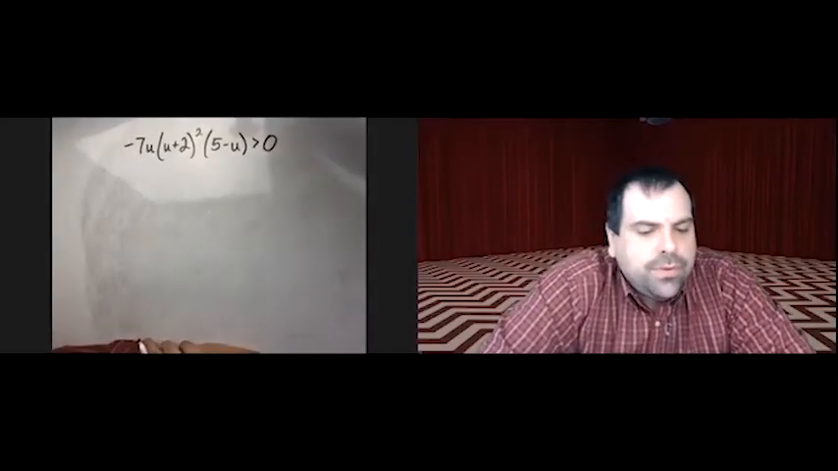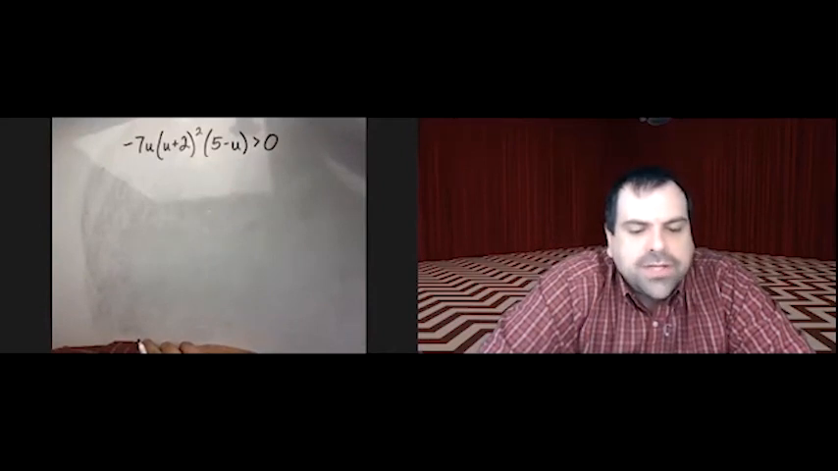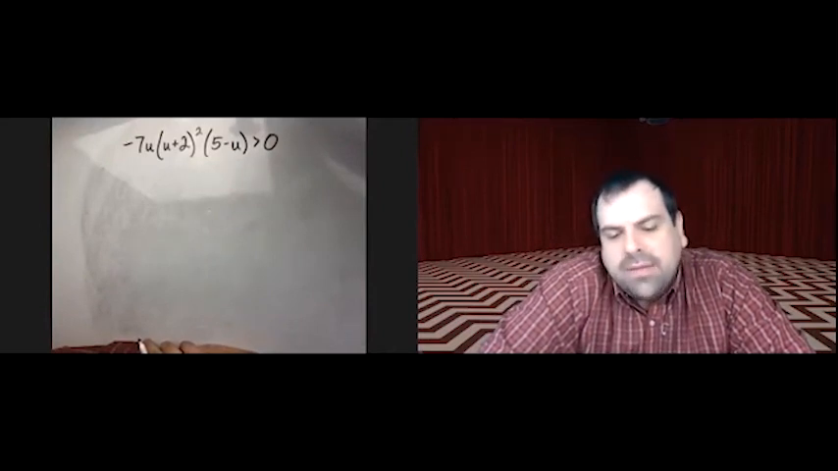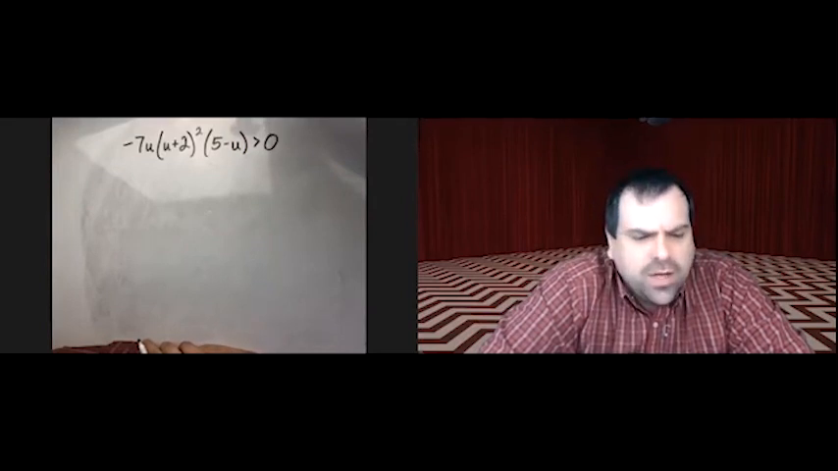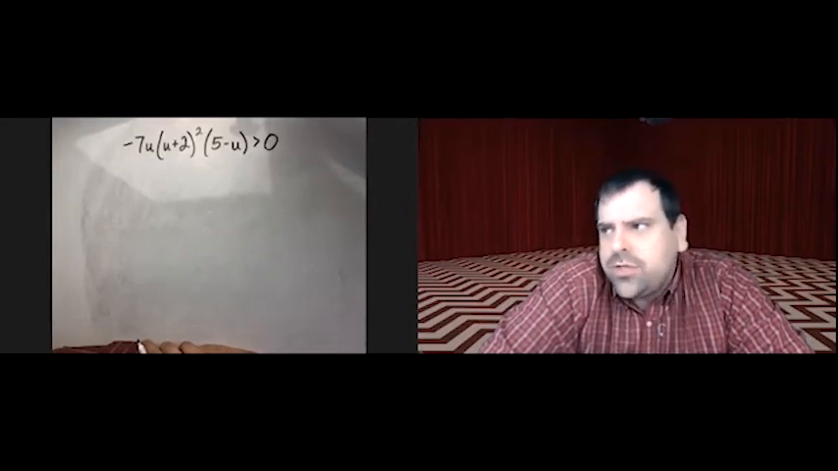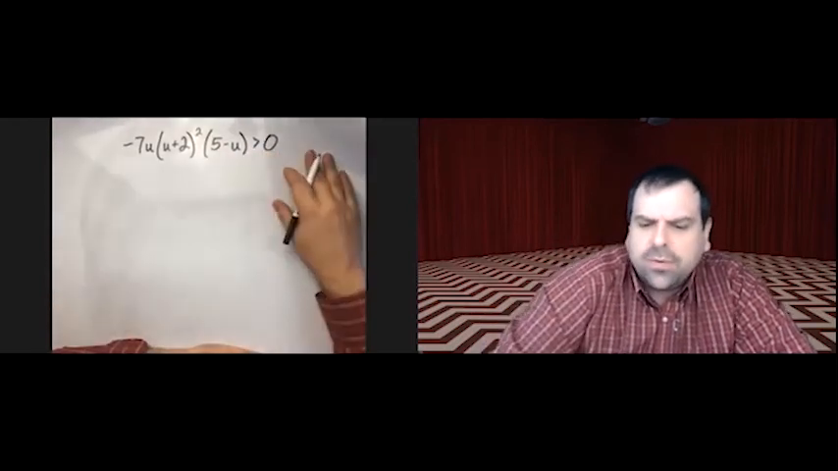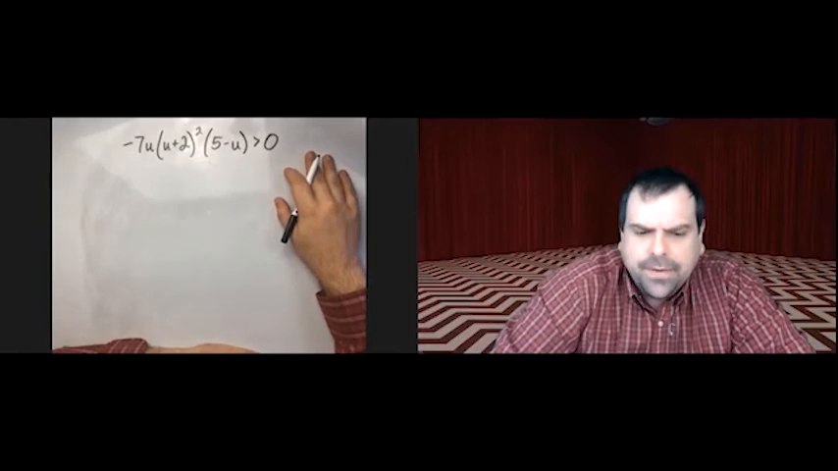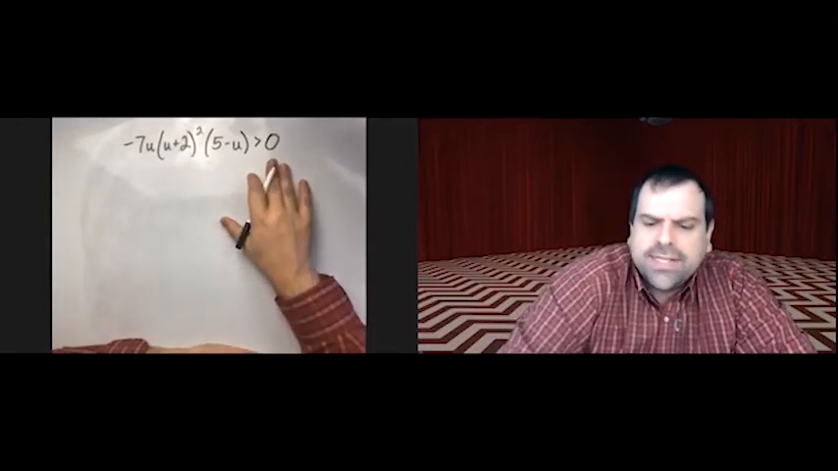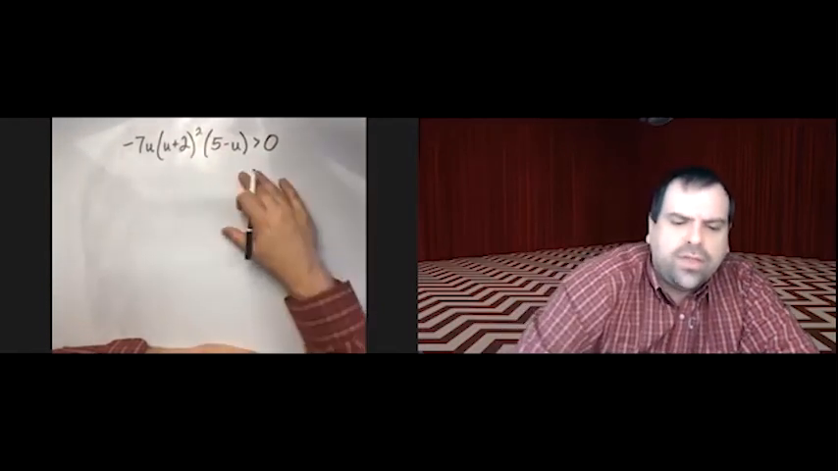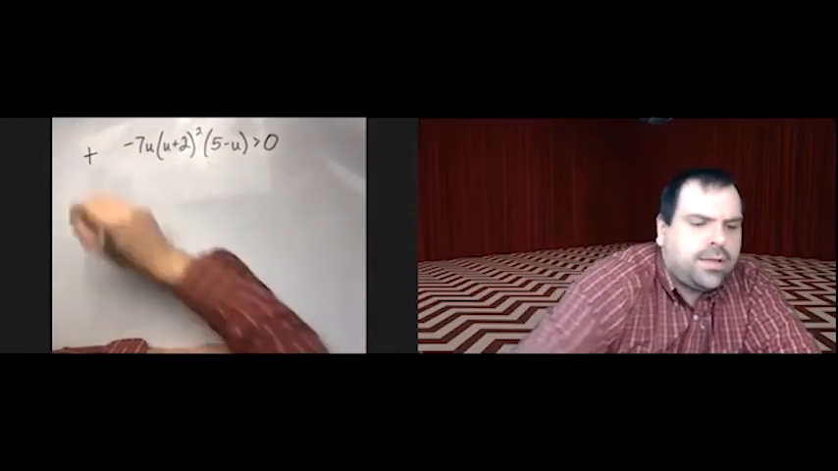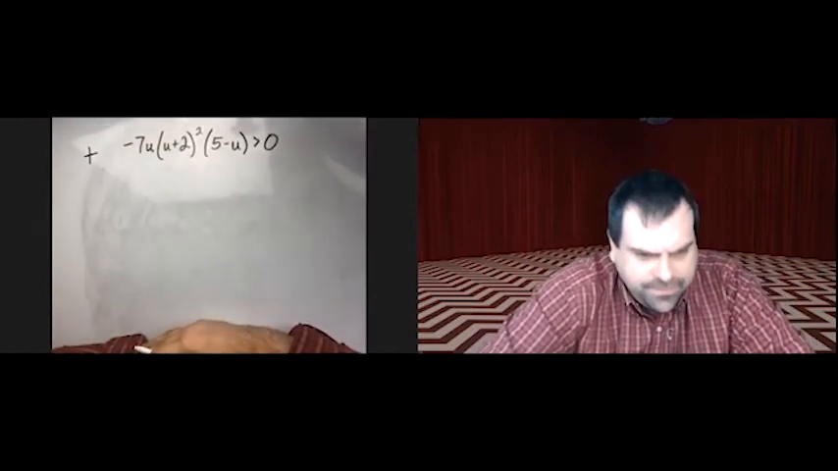Negative 7u times u plus 2 squared times 5 minus u is greater than 0. We want to solve this inequality. We want to put the solution set in interval notation. Well, it's already in factored form with 0 on the other side. We want this to be greater than 0, which means we're looking for where this is overall positive.